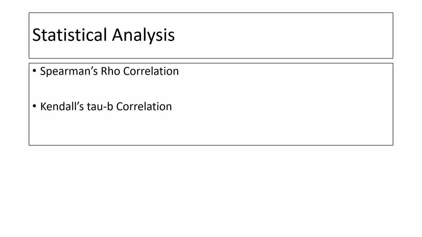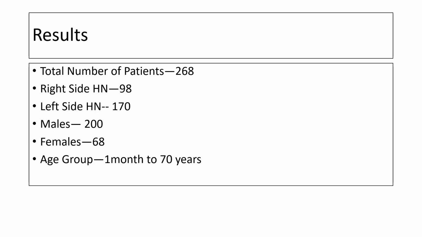The statistical analysis was done using the Spearman's Rho correlation and the Kendall-Tau correlation. We so far have had a total of 268 patients, where right-sided hydronephrosis has been seen in 98, 200 males and 68 females were part of the study, and the age group has ranged from 1 month to 70 years.